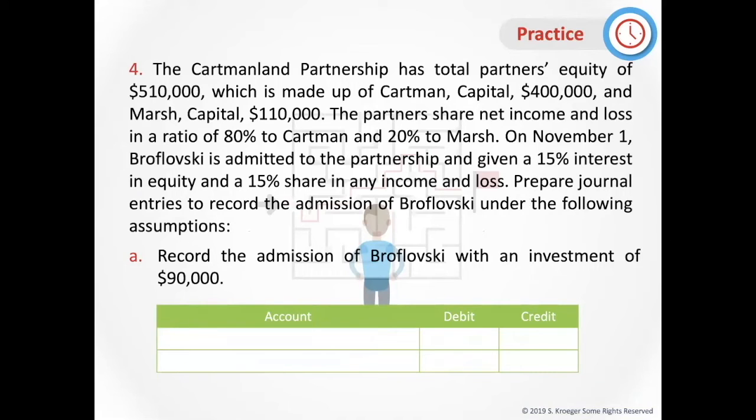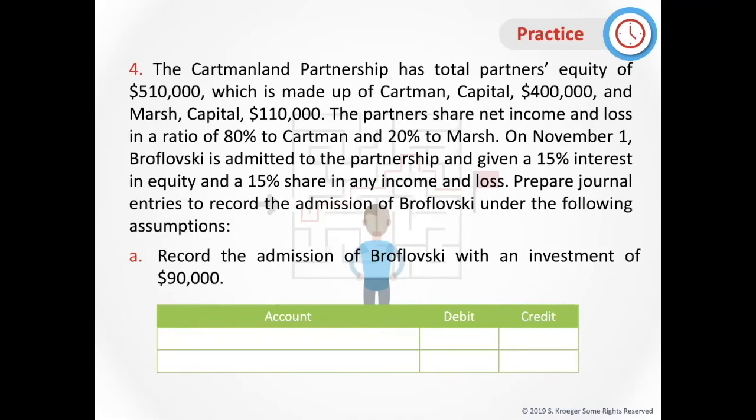On November 1st, Broflovsky is admitted to the partnership and given a 15% interest in equity and a 15% share in any income and loss. Basically, Broflovsky will be a 15% partner. Prepare the journal entries to record the admission of Broflovsky under the following assumptions. In Part A, record the admission of Broflovsky with an investment of $90,000.